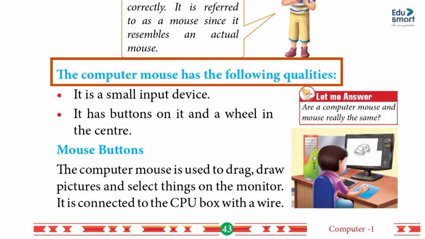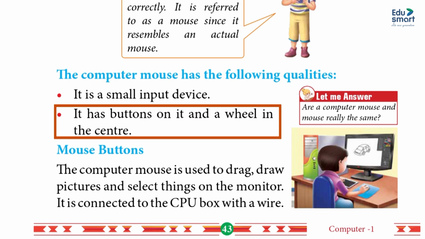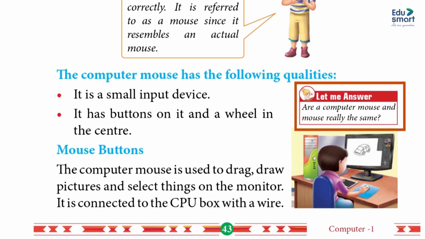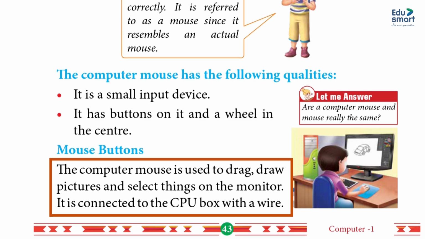The computer mouse has the following qualities. 1. It is a small input device. 2. It has buttons on it and a wheel in the center. Let me answer. Are a computer mouse and mouse really the same? Mouse buttons. The computer mouse is used to drag, draw pictures and select things on the monitor. It is attached to the CPU box with a wire.